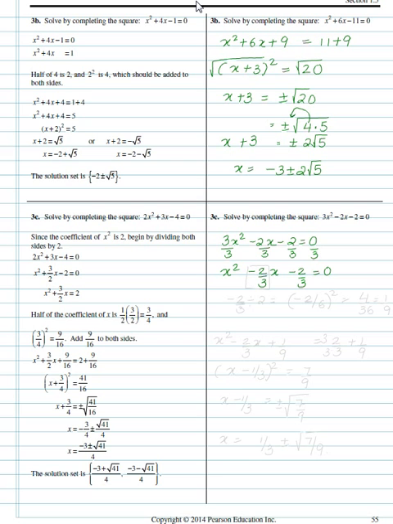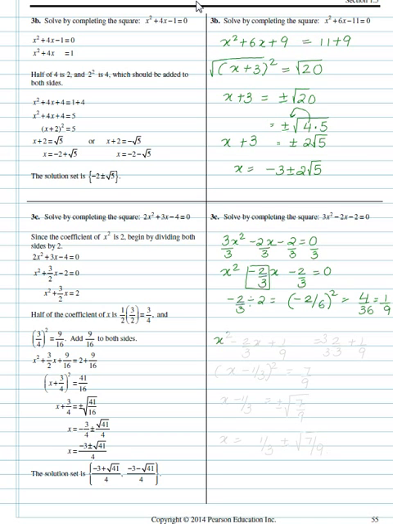Remember, I take the middle term, which is negative 2/3, and divide that by 2. Negative 2/3 divided by 2 gives you negative 2/6. And then you square this. That gives you 4/36. Or I can simplify it, can I? That's 1/9.